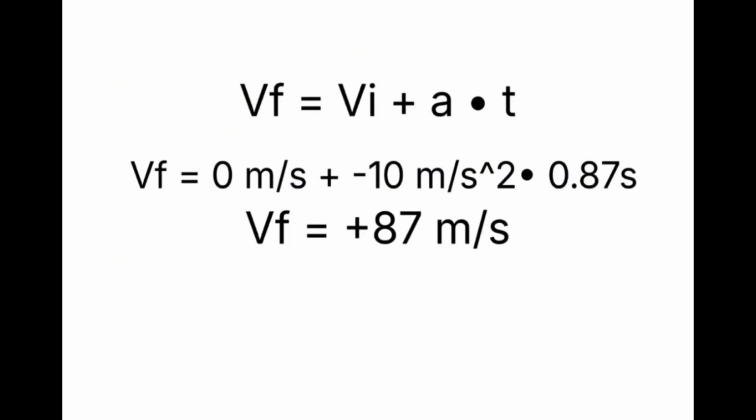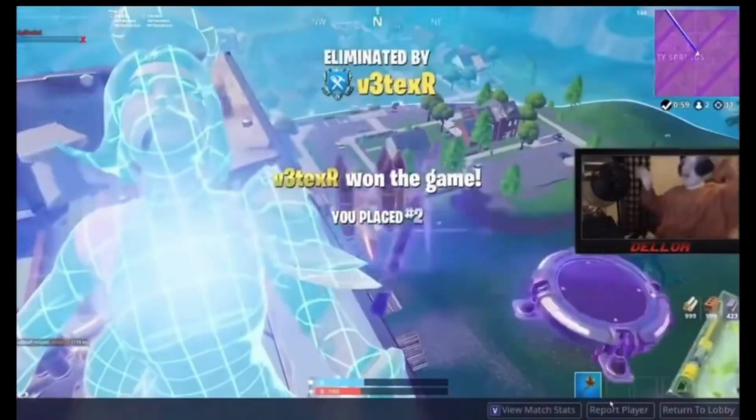To find the final velocity of the bullet, we can use this simple equation. We will add our initial velocity to acceleration times time. This gives us Vf equals 0 plus negative 10 times 0.87 equals negative 87 meters per second. So the final velocity of our sniper rifle bullet would equal 87 meters per second.